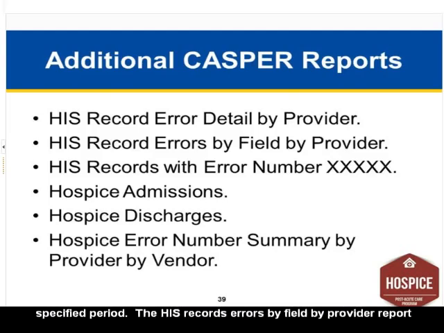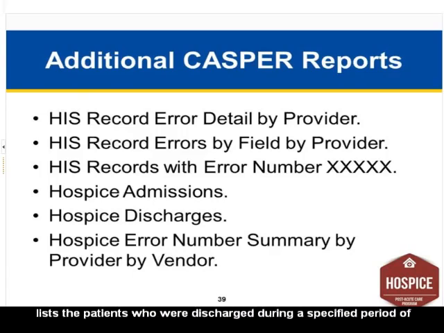The HIS records errors by field by provider report summarizes by error number the errors encountered in submitted HIS records during a specified period of time. The HIS records by error number report lists for up to 5 specified error numbers the HIS records submitted for those errors during a specified period of time. The hospice admissions report lists the patients who are admitted during a specified period of time, and the hospice discharges report lists the patients who were discharged during the specified period of time.